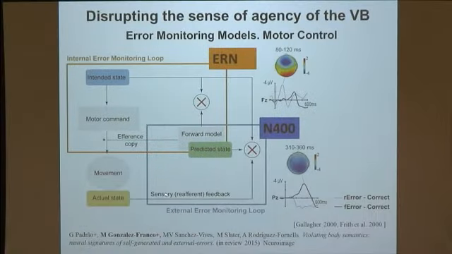But our brain has a second mechanism, which is once I've produced the movement, I get my sensory input. So this is an afferent feedback. And I compare it to this copy that I had and the intended state. And if there is an error here, we're finding this N400. These models are from Gallagher and Fritz. So there are these two error monitoring mechanisms happening concurrently.